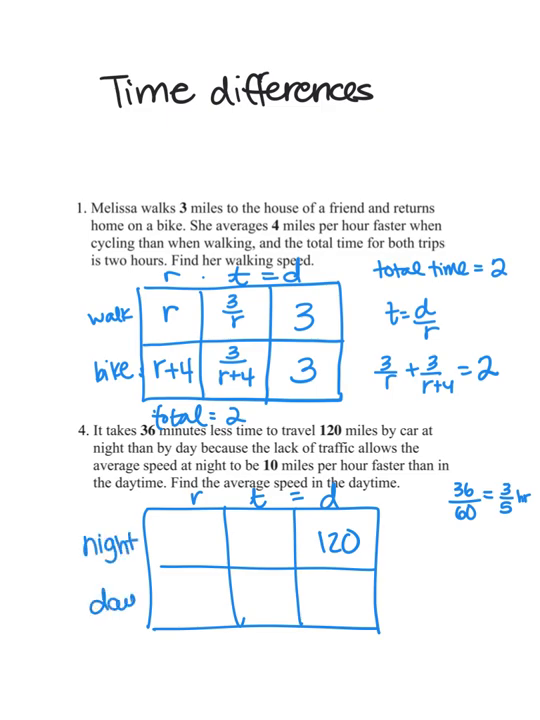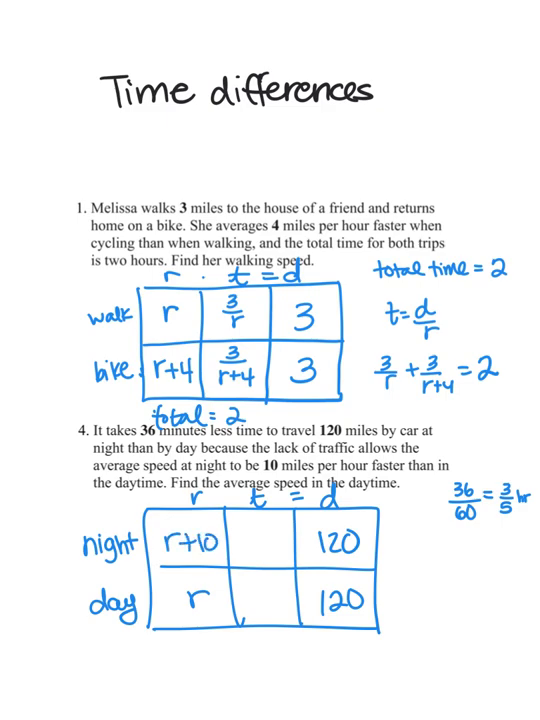Then by day, they're still going 120 miles. Because of the lack of traffic, it allows the average speed at night to be 10 miles an hour faster than in the daytime. So I'm going to call the daytime R, and the night is faster.